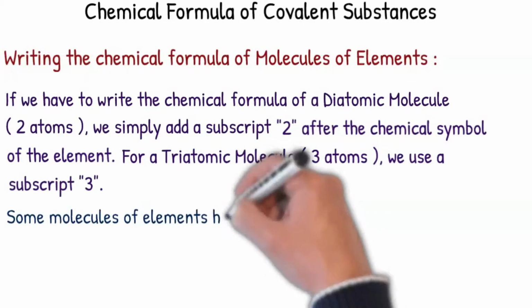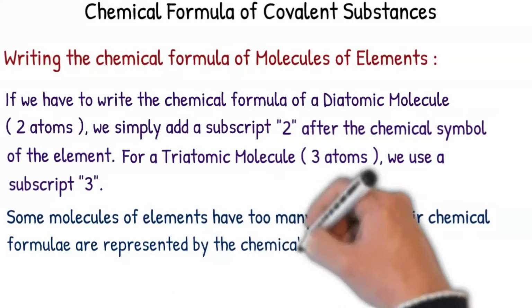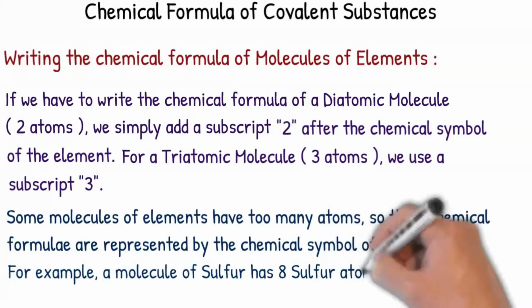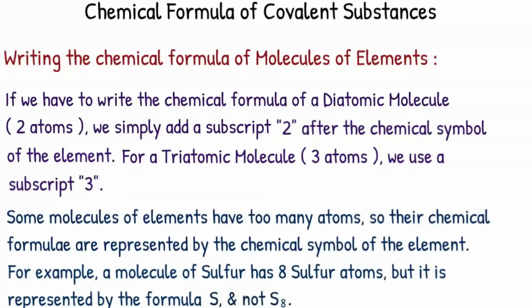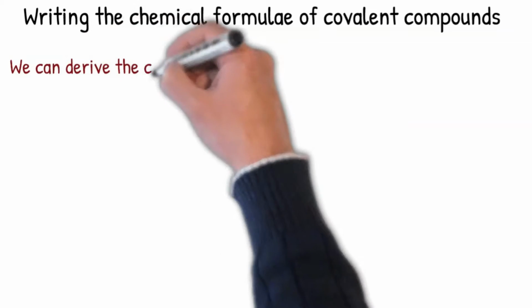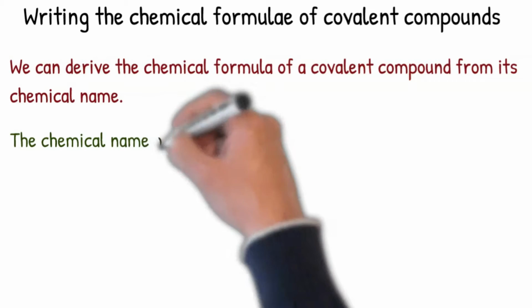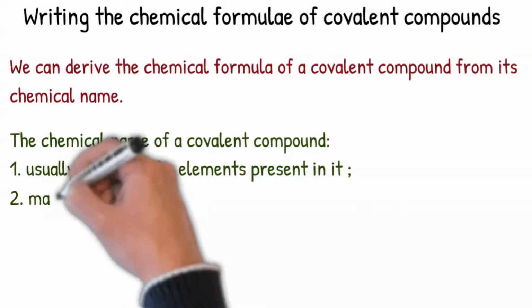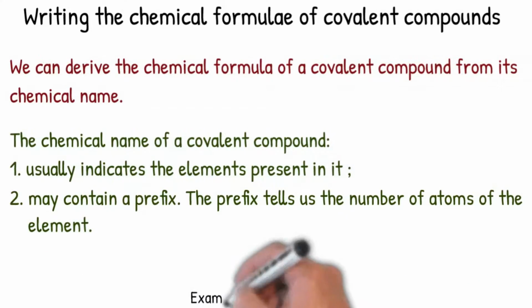Some molecules of elements have too many atoms, so their chemical formulae are represented by the chemical symbol of the element. For example, a molecule of sulfur has 8 sulfur atoms, but it's represented by the formula S, and not S8. Writing the chemical formulae of covalent compounds, we can derive the chemical formula of a covalent compound from its chemical name. The chemical name of a covalent compound usually indicates the elements present in it, and may contain a prefix. The prefix tells us the number of atoms of the element.